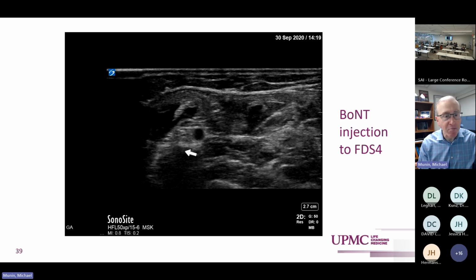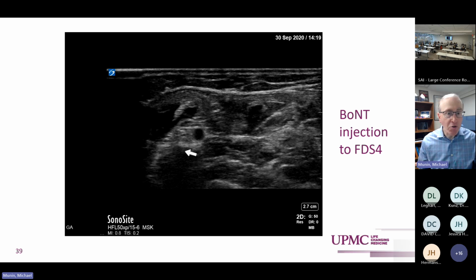So here's an out-of-plane injection coming down, and you see the triangular hypoechoic, or dark, fluid, which is the neurotoxin injection. This is maybe about 1 centimeter deep of injection that we're putting under the skin. Again, the one thing that ultrasound tells you is that without visualization, you're probably injecting way too deep.